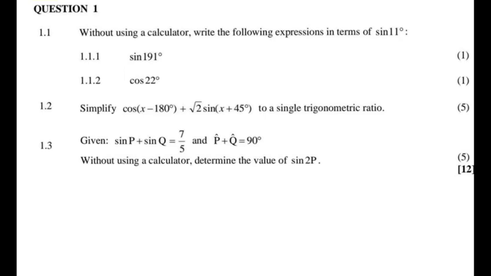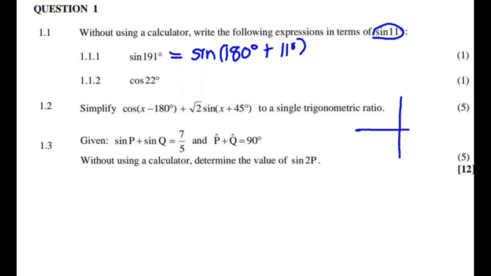Without using a calculator, write the following expressions in terms of the sine of 11 degrees. So we are going to use the sine of 11 degrees as a reference. Sine of 191. Now, how can I use this in terms of sine 11? Well, I can write this as sine of 180 degrees plus 11 degrees. This angle is in this quadrant, where only the tan ratio is positive. So this means that this angle is actually negative. So we can reduce this to negative sine 11 degrees.